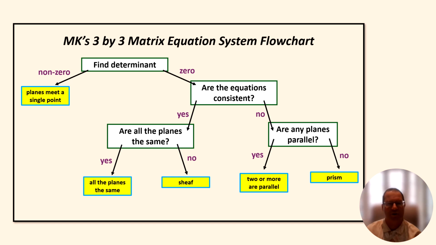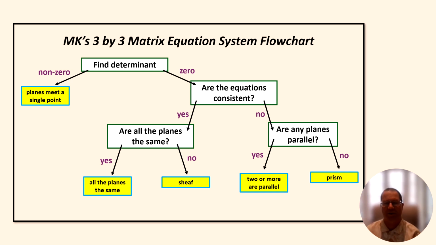I've created a flowchart for us to work out each of the 5 possible situations. So we start by finding the determinant. If the determinant is non-zero, then that means the planes meet at a single point. But if the determinant is 0, it can still be any of the other 4 possibilities.